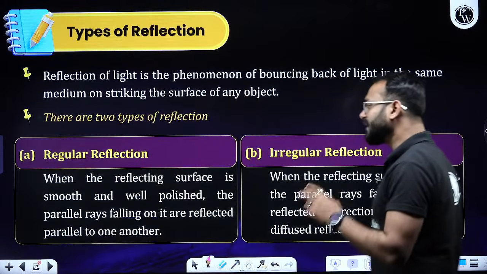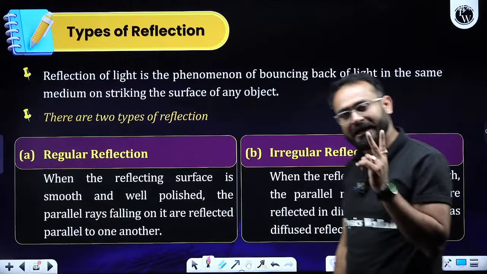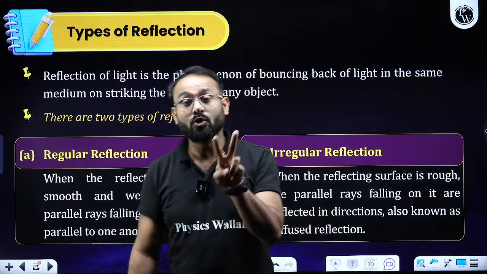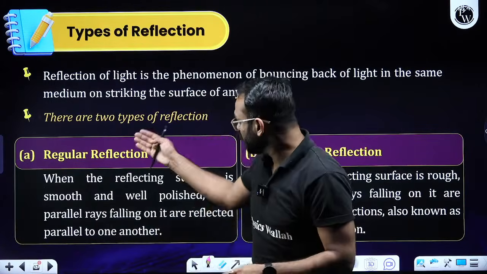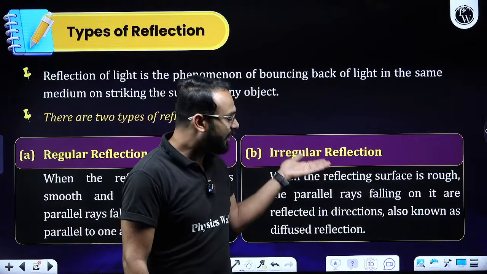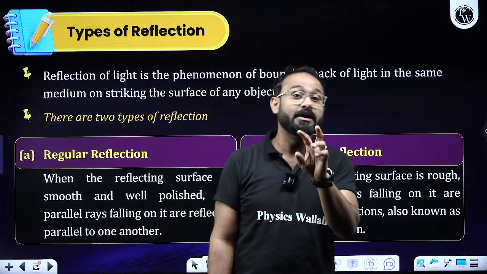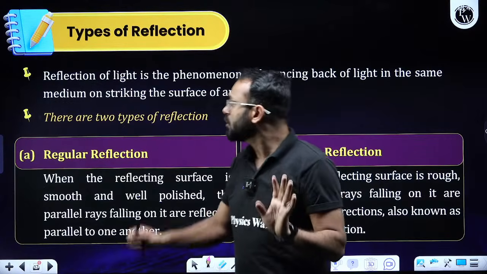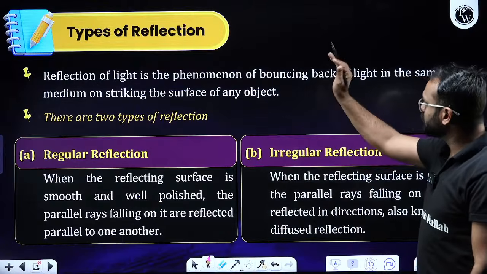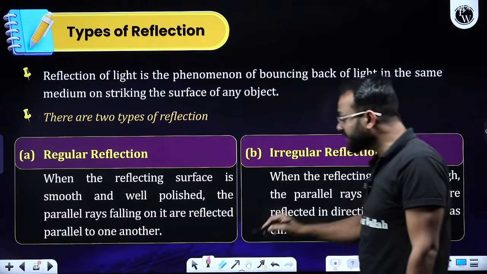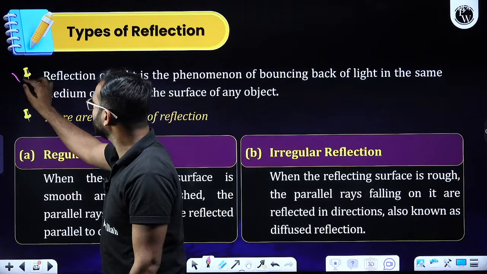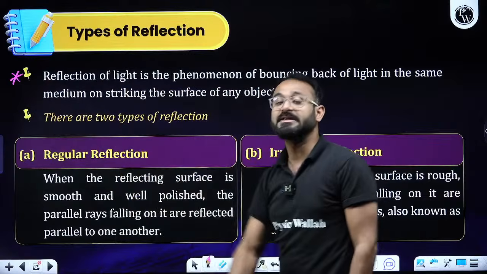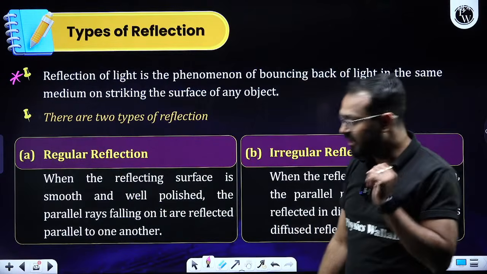Moving ahead, types of reflection. There are two types of reflection: one is regular reflection, another one is irregular reflection. We have already taken that example through the laws of reflection. According to the definition, that is what you need to remember first of all: reflection of light is the bouncing back of light.